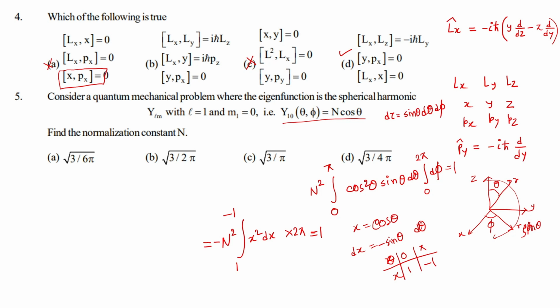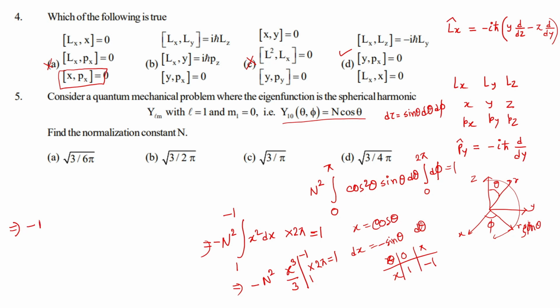Can you solve it with me? You got at least up to this part of what I have written here. So the integral of x square is x cube by 3. So let me write minus N square x cube by 3 with limits from minus 1 to 1, into 2 pi, which equals 1.